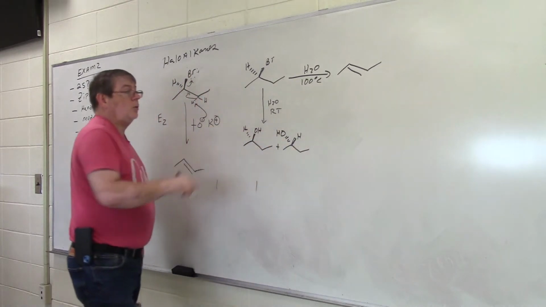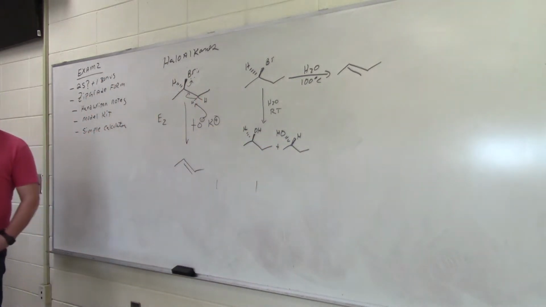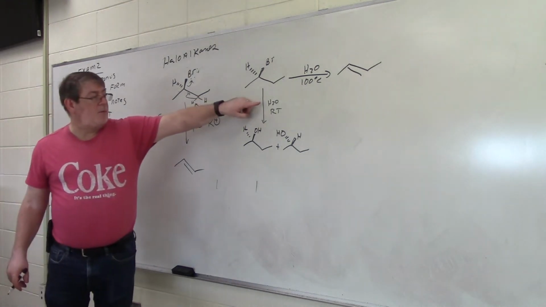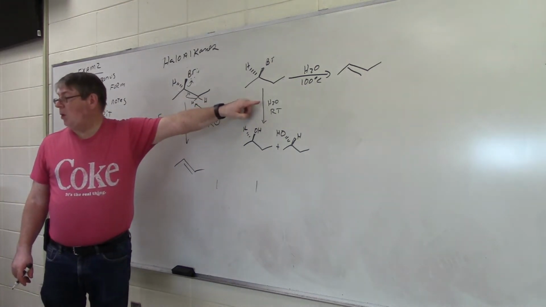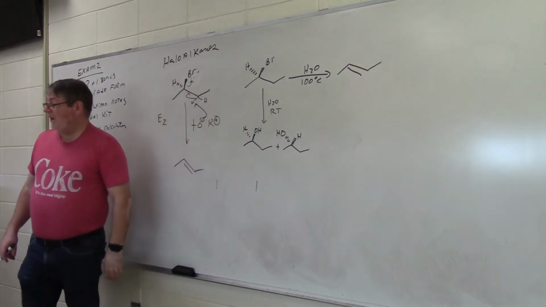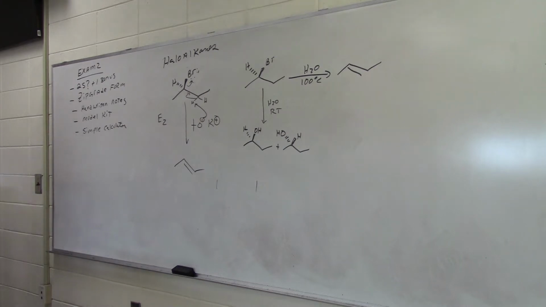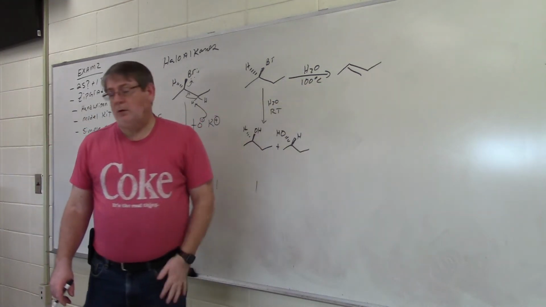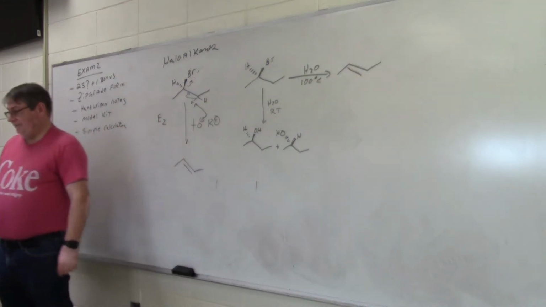It'll be racemic, of course, because it goes through an SN1 reaction. Why do I know it goes through an SN1 reaction? Because I've got a polar protic solvent and a very poor nucleophile. It's not charged. So it's going to favor an SN1 process. Okay? So lower temperatures favor the substitution, higher temperatures favor the elimination.